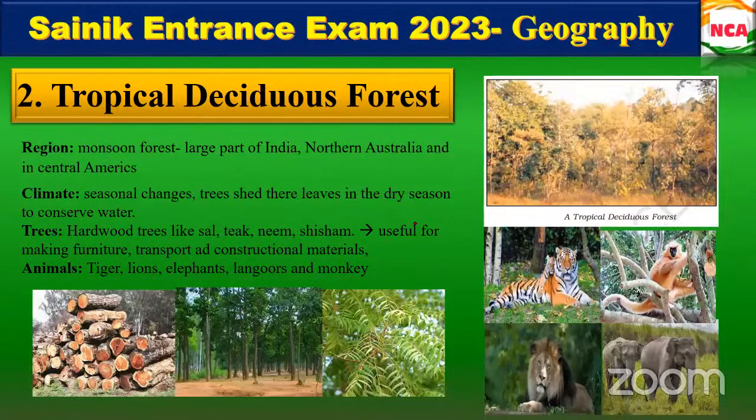Next is tropical deciduous forest we have seen. In that we have monsoon forest, which covers a large part of India, and also northern Australia and Central America. And when you see this type of climate, they shed their leaves during the dry season in order to conserve water. For example, we have sal, teak, neem, sesame here. These are used for making furniture, transport, and construction materials as well. And animals found here are like tiger, lion, elephant, langur, and the golden langur is given here, and monkey as well.